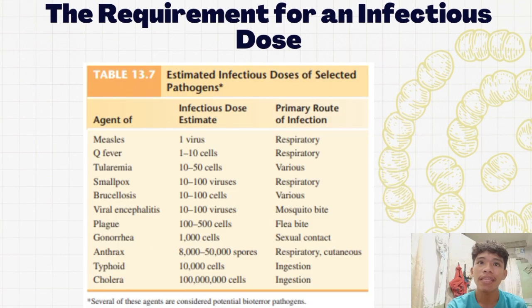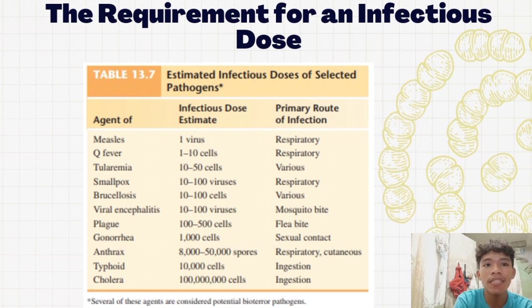This is the table about the estimated infectious doses of selected pathogens. Like for example, the agent of measles. Infectious dose estimate, 1 virus. Primary route of infection, respiratory. So sa measles, ang 1 virus is enough to make you sick, and you catch it through breathing in the air.